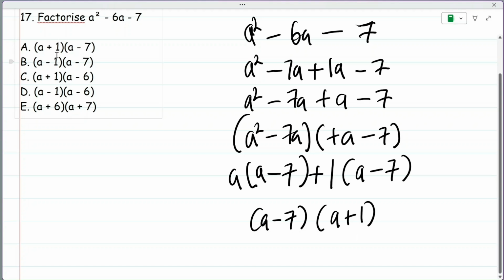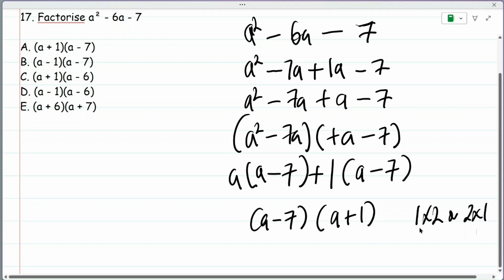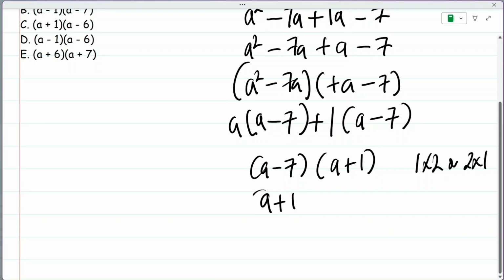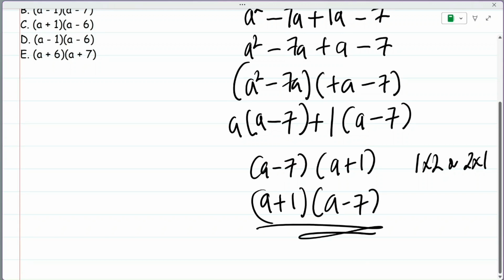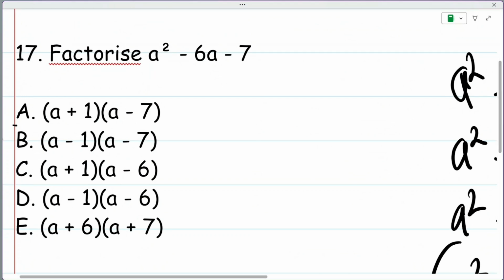Looking at the options, you see a plus 1 comes before a minus 7. You rewrite the same thing as 1 times 2 or 2 times 1. Not minding the one you put first, 2 times 1 or 1 times 2 will still give you 2. So if you write a plus 1 first, it's like a plus 1 in one bracket times a minus 7. It still works anyway, so you can write a plus 1 first in the bracket and a minus 7 in the second bracket. This is our answer. From our options, our answer is a plus 1, a minus 7.